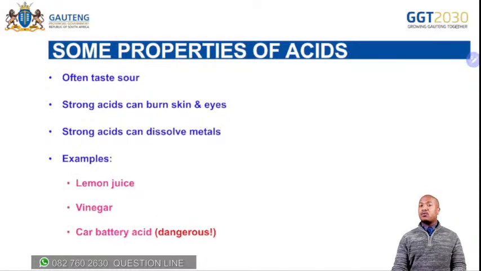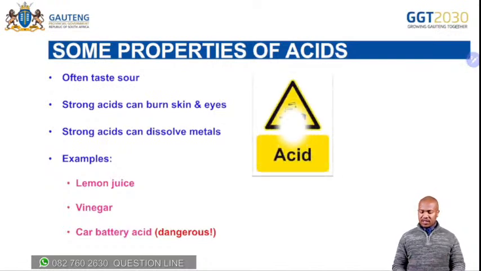Now here are some examples of acids. Lemon juice, for example, is an acid. It is sour in taste, right? Vinegar is an acid and it is also sour in taste. Now carbonic acid, it is sour, but remember it is not a consumable. Hence we say it is very dangerous, right? It is the one that can burn your skin and eyes as well. And often you see signs like this. These signs show you that this product consists of acids or it is acidic.